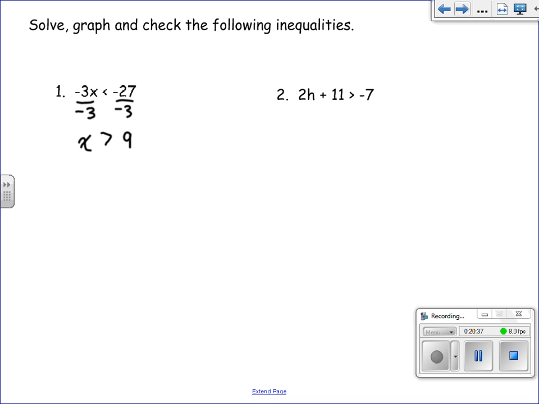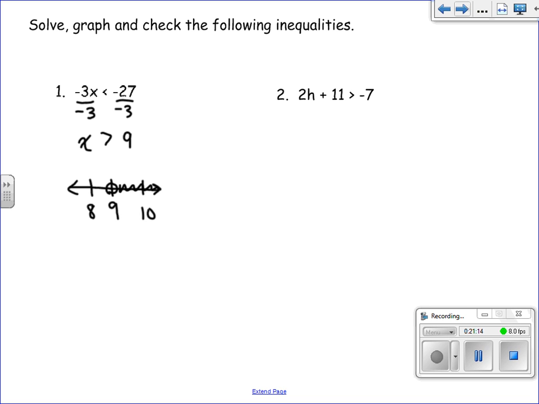Now we require you to graph that so that you think about what numbers actually make this true. Is 9 a solution to this inequality? What do you think, Jack? I don't think so. No, because x has to be greater than 9. So 9 is not a solution. And then you just shade everything to the right. That's where all of the solutions are. So there's an infinite amount of solutions to this inequality.